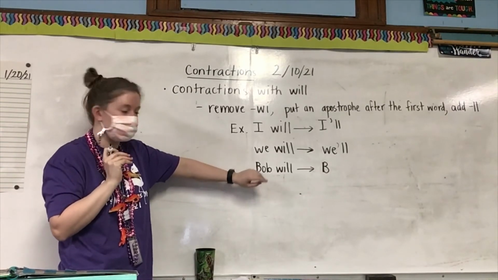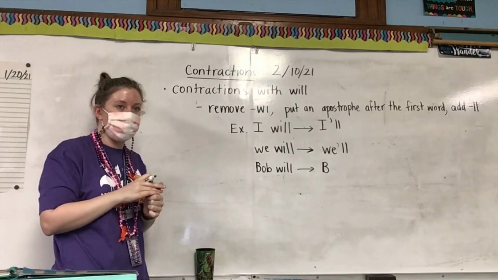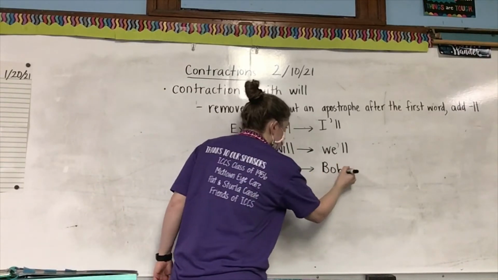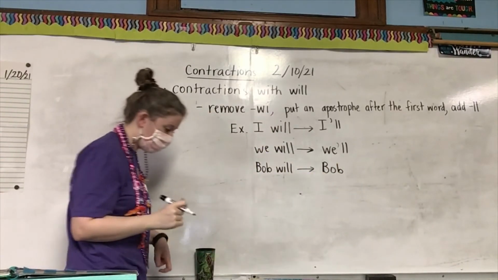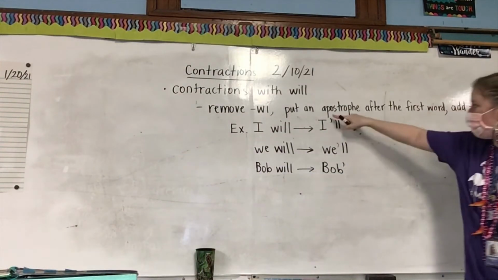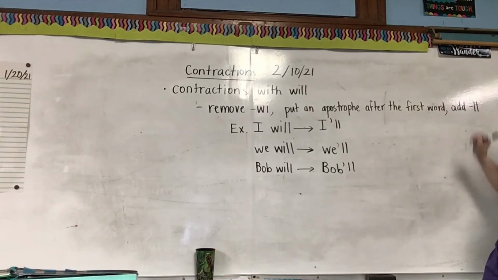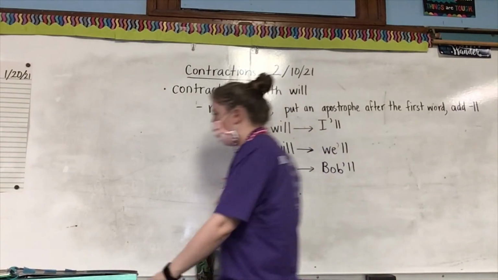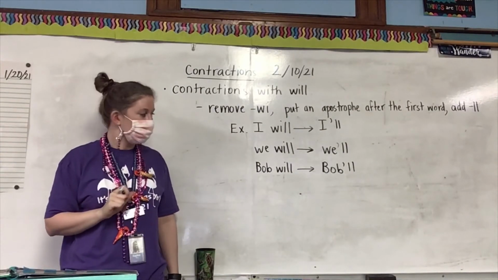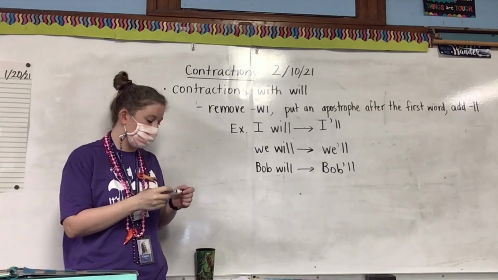You need to be focusing. You should be writing right now. So how do we spell it? So we have our capital B. B-O-B, because does the first word change? No. What comes next? Apostrophe L-L. Apostrophe because we put an apostrophe after the first word. L-L because then we add L-L. So Bob will becomes Bob'll. Bob'll go to the store for us. Not Bob will go to the store for us. Bob'll go to the store for us.